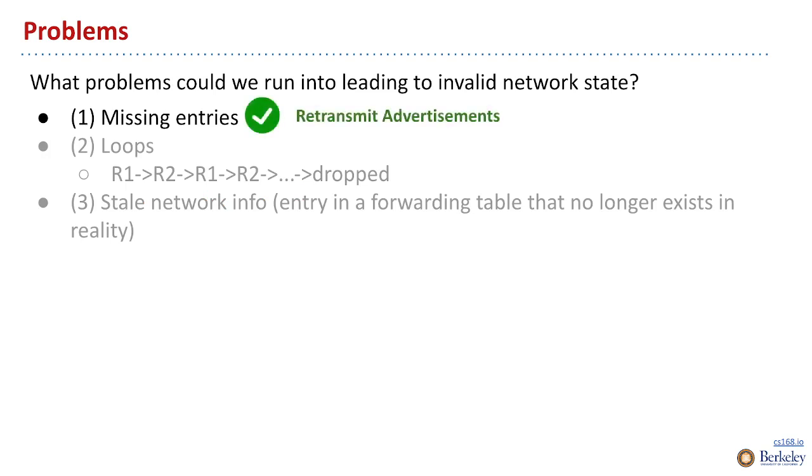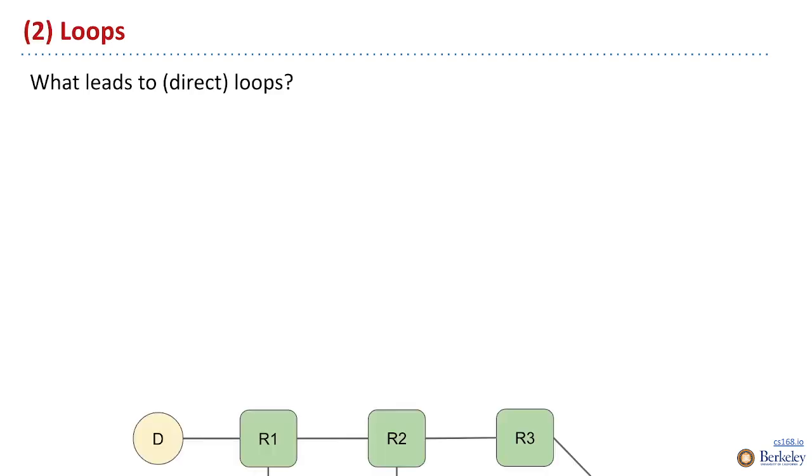We're going to retransmit advertisements. But what do we do about looping? This will be important. In particular, can anyone give me a succinct description? What causes a loop? How do we get into a loop, or once we're in a loop, why are we in a loop? I think someone said something very similar to this earlier.